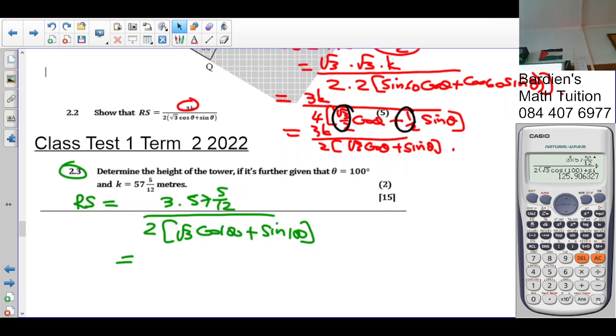12,91. 125. 191. And that's how we get 15 marks.